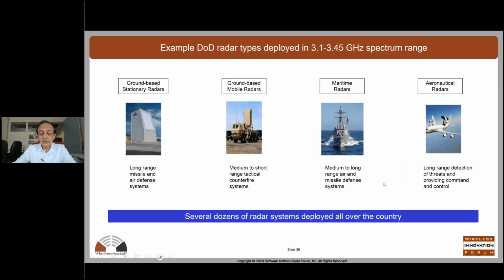Now, the fact of the matter is, I just gave you four examples, but there are several dozens of radar systems, and they're deployed pretty much all over the country, unlike the limited deployment that we have in, say, the CBRS band of different types of naval and inland and a few, say, aeronautical radars. This is a very, very complicated system, pretty much all over the country, and many different radars with different operational characteristics. So they will need a different type or many different types of sharing arrangements.